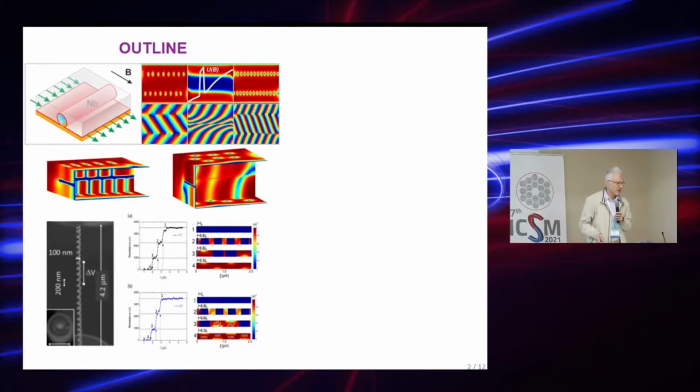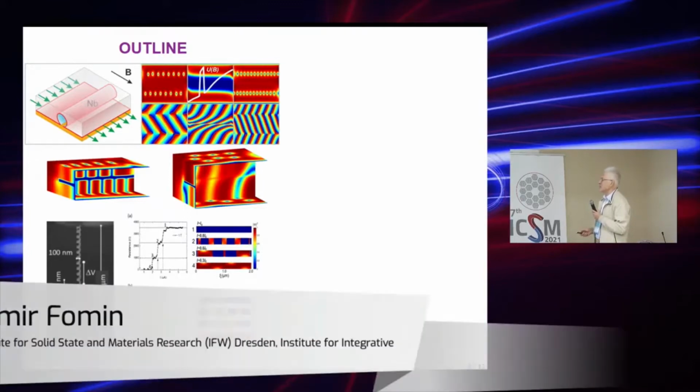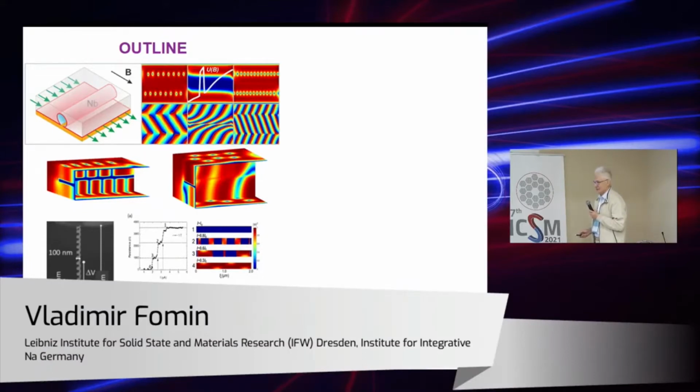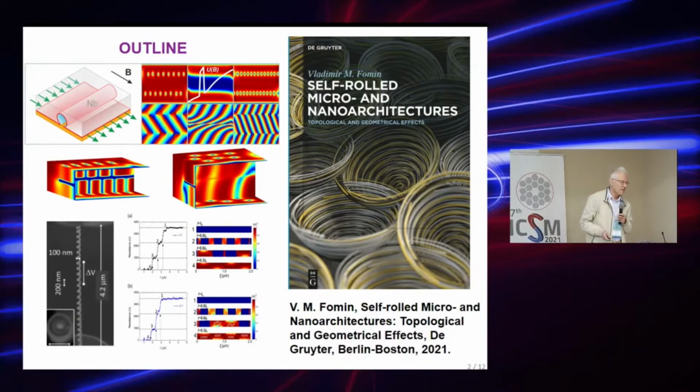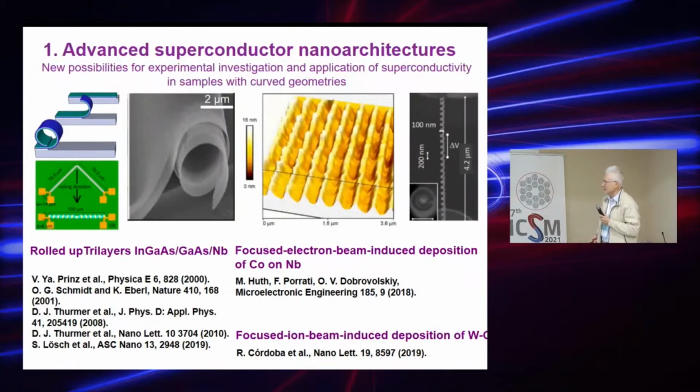Here is an outline of my talk. It's a graphical outline. I simply indicate which structures will be discussed next. It's open micro and nanotubes. It's C-shaped nanoarchitectures and nanohelices. All these structures have been recently overviewed in my book this year, Self-Rolled Micro and Nano Architectures. The range of phenomena is much wider than superconductivity, but within this conference I will confine myself to superconducting nanoarchitectures.